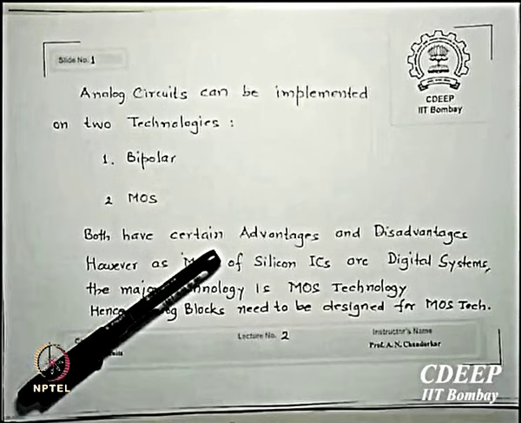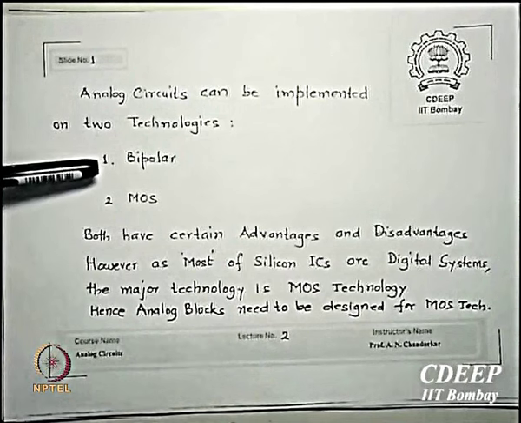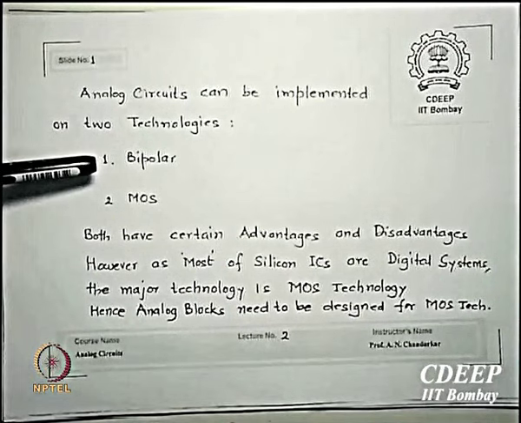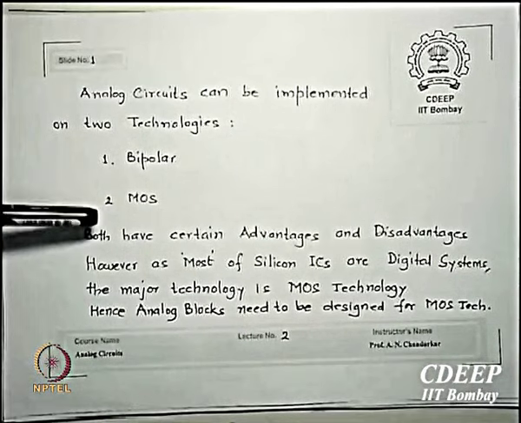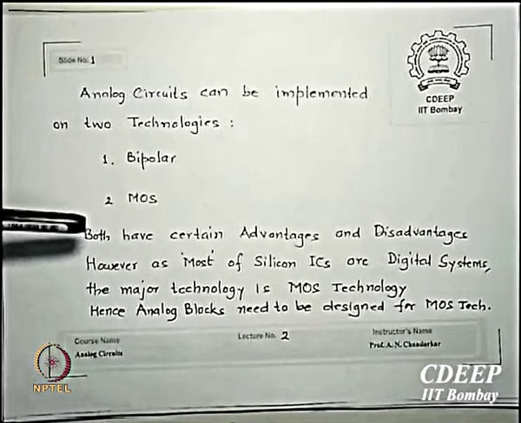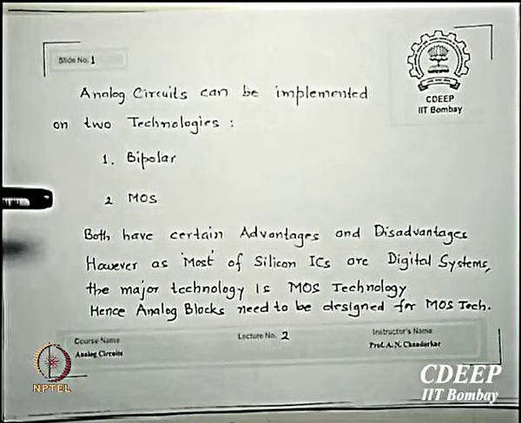We used to have tubes, 300 volt supply, DC. That's how we learned electronics. Things have changed. So bipolar is still not out. 741, many of the op-amps are still on bipolars. However, major technology, as I said, is MOS. So we will concentrate also on MOS designs, because that is what is now going on.